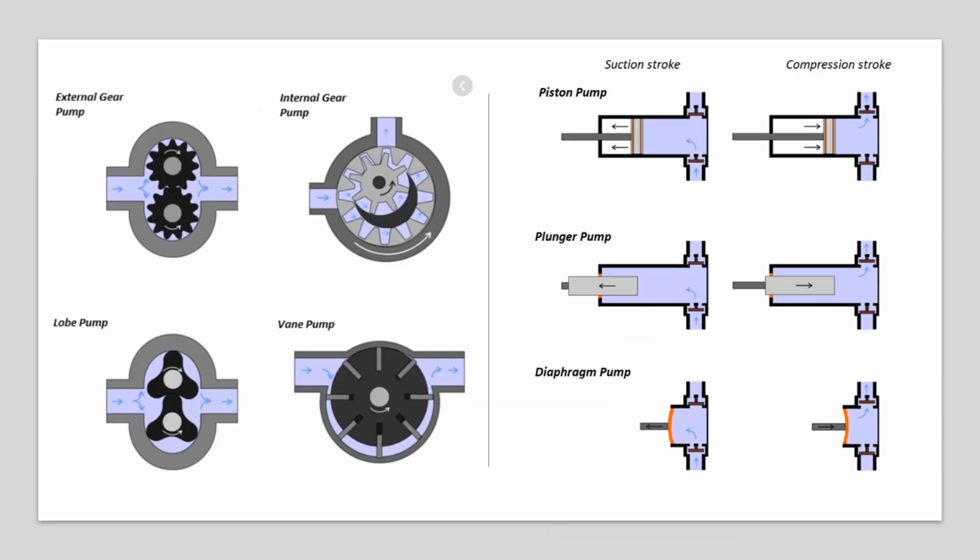So this is the image here. This is your external gear pump. In an external gear pump, what is it? Your gears are cut on the external part of the circle.